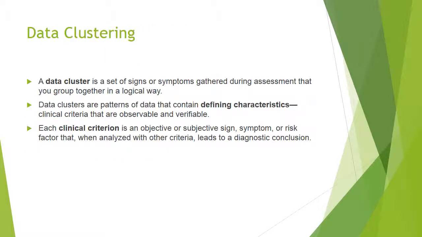Data clustering is a set of signs or symptoms that you gather during your assessment. You're going to group these together in a way that makes sense. You're going to cluster patterns of data that have defining characteristics, clinical criteria that are observable and at the same time verifiable. Each clinical criterion can be an objective or subjective sign, symptom, or risk factor that, when you analyze it with other criteria, leads to the diagnostic conclusion.